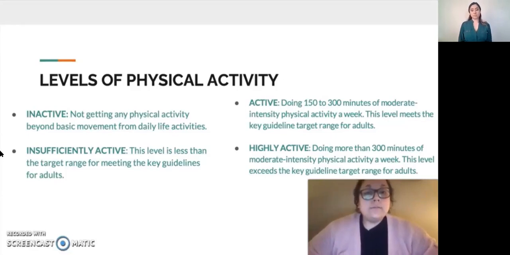At an active level, an individual is doing 150 to 300 minutes of moderate intensity physical activity a week. This level meets the key guideline target range for adults. At the highly active level, doing more than 300 minutes of moderate intensity physical activity a week, and this level exceeds the key guideline target range for adults.